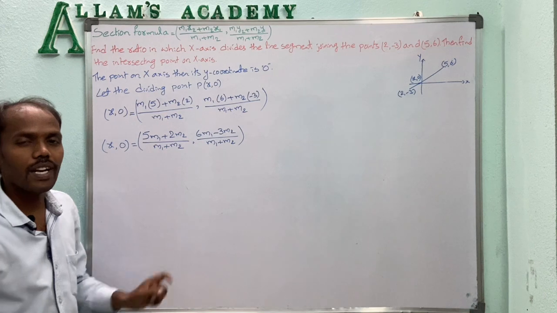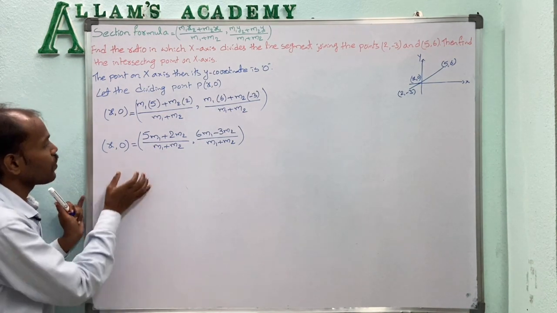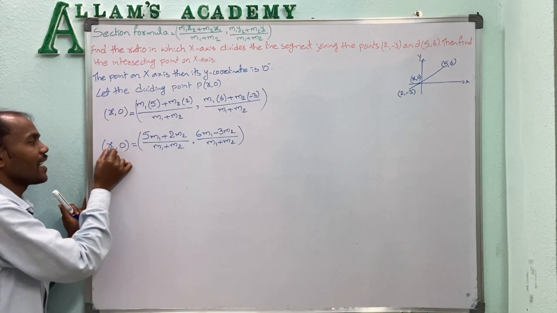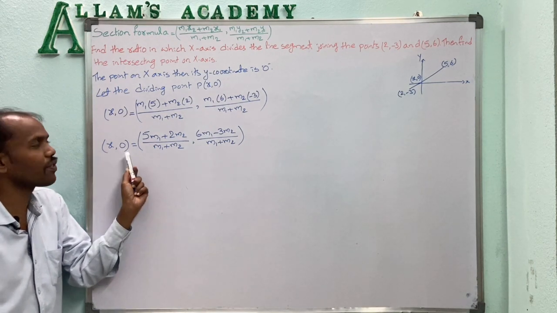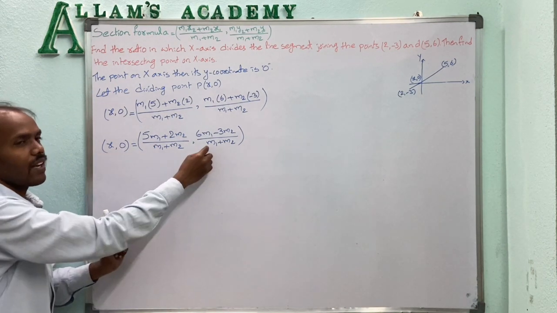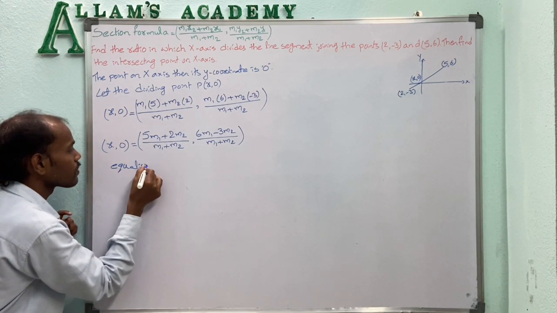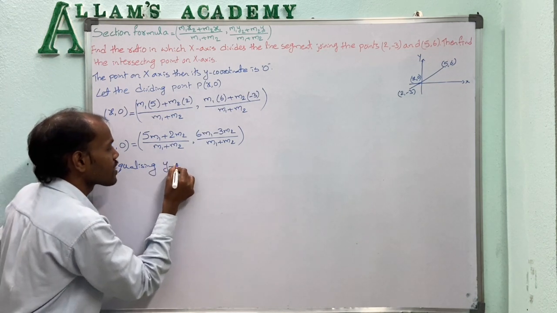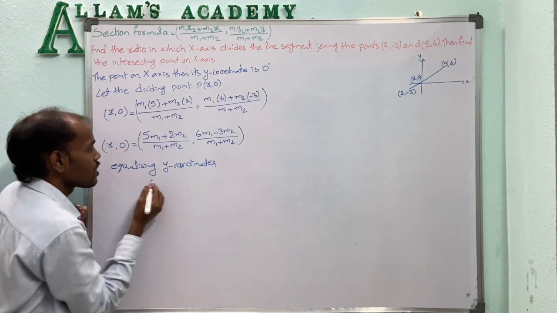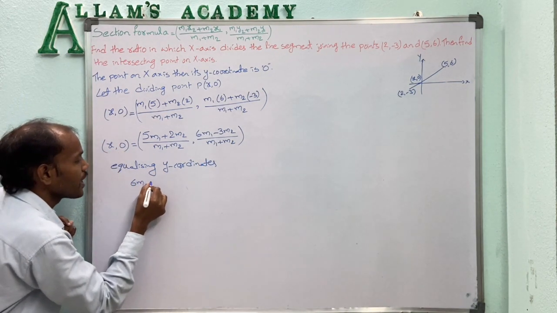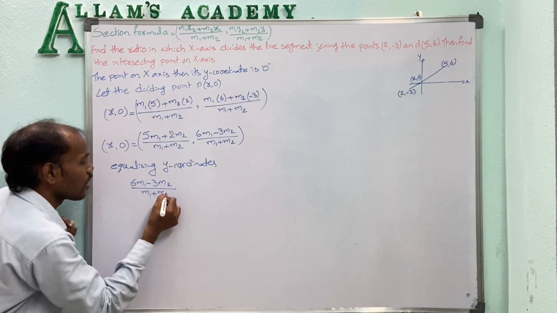So here also, equalizing the coordinates, we get the ratio m1 is to m2. But here, if we equalize the x coordinates, the x value we don't know. But the ordinate value in this point, 0, we know. For that purpose we equalize the y coordinates. So equalizing y coordinates, (6m1 minus 3m2) by (m1 plus m2) is equal to 0.